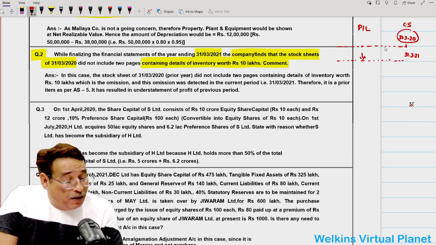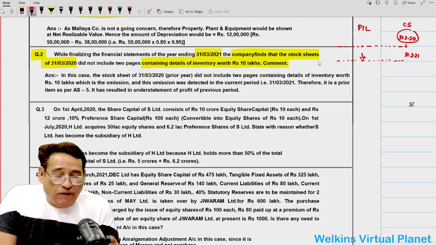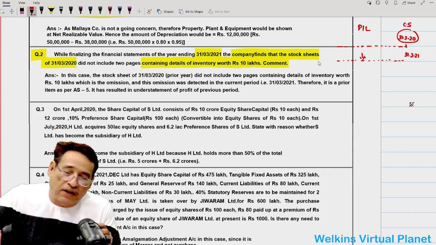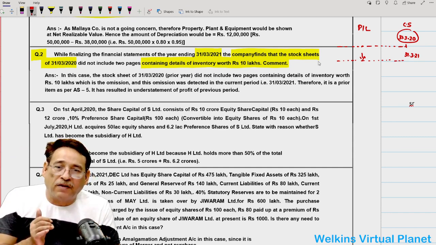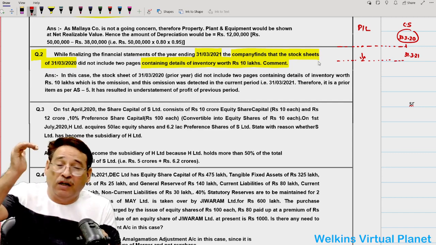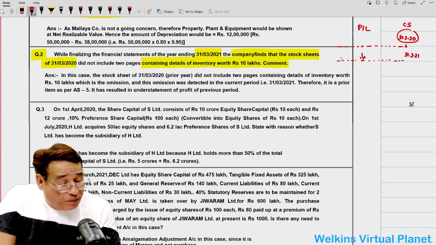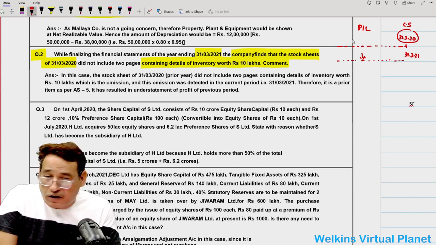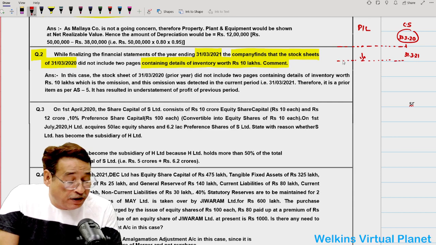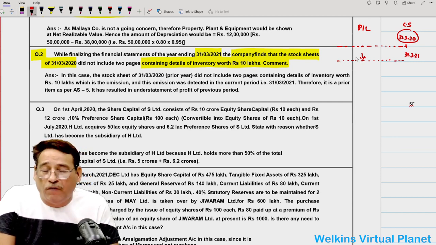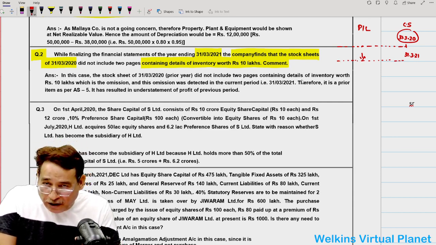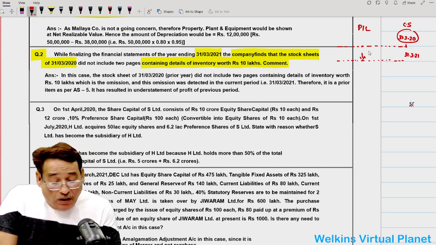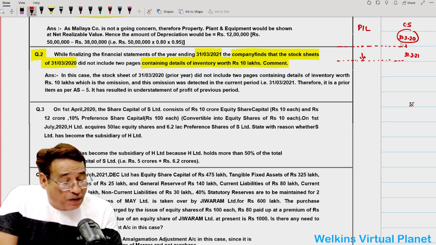And number two, as per AS5, any item of income and expense which is related to earlier years, correct? Which is related to earlier years. So in this particular item, this is an item of closing stock and it is related to earlier years, but you detected it in the current year. So quite obviously in the current year, it will be treated as a prior period item, number one.